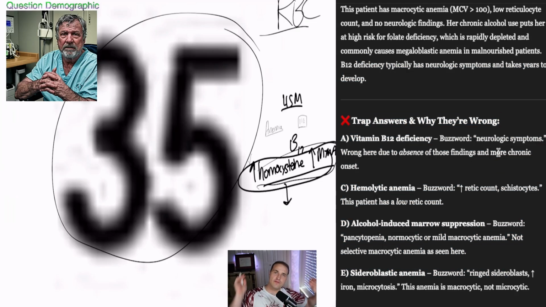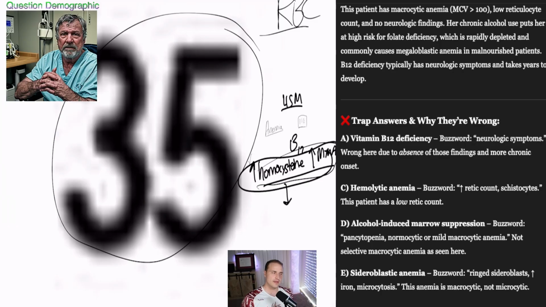They're going to try to trap you various ways. They might say lead toxicity, that's microcytic. They might say iron deficiency, that's also microcytic. Beta thalassemia, that's also microcytic. Thiamine deficiency, they could see Wernicke's encephalopathy, but that's not going to be a cause of anemia, right? So they could do a whole bunch of things. Vitamin B12 is another one to look out for. But B12 deficiency takes years to develop and folate runs out more quickly. Alcoholism and malnutrition tells you it's probably a vitamin deficiency.